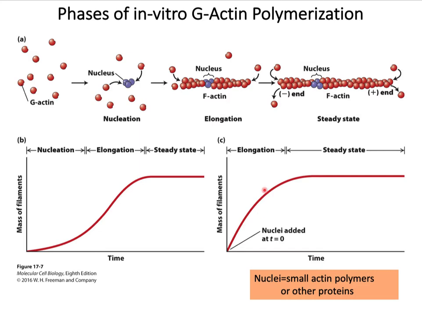On the right graphical representation, now if you happen to add some kind of nucleus to a reaction, and the nucleus could be a small actin polymer or some actin binding proteins that can serve as nuclei, and we'll talk about these later, then you can see that you can overcome this lag phase quite efficiently, and you get more rapid elongation until you reach the steady state.